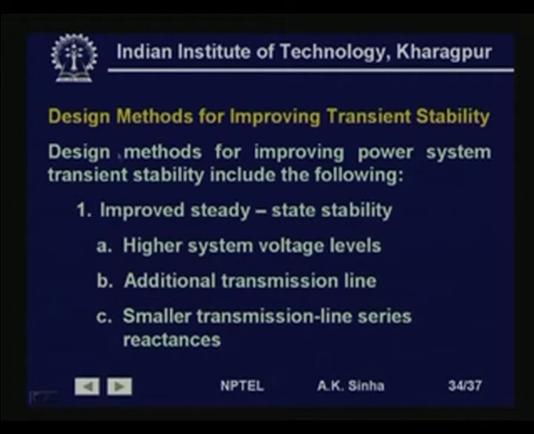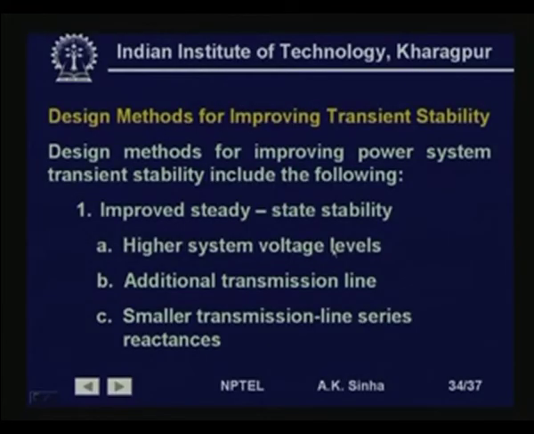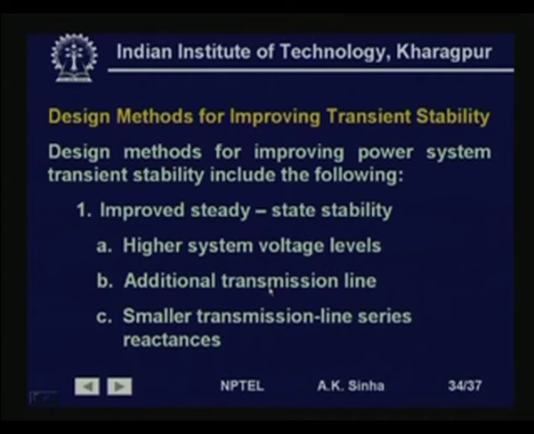So, what are the methods by which we can improve the transient stability of the system? For improved steady state stability, we have seen the steady state stability limit is given by E V by x. So, we need higher system voltage. If E and V are higher, then steady state stability limit will be higher. Additional transmission line will reduce the value of x, because two lines are in parallel, or we can use bundle conductors.